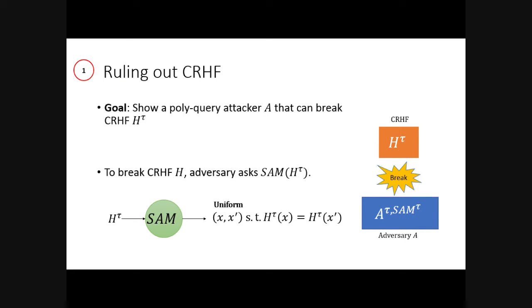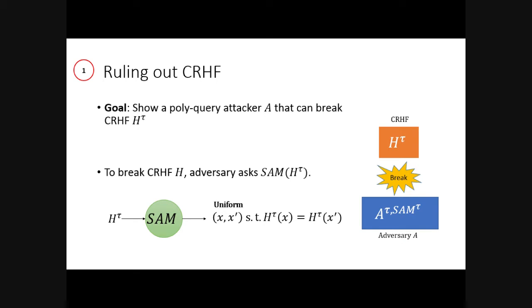And what does Sam do? Sam is an oracle that takes an output-compressing circuit and outputs a pair of colliding inputs, where each input is uniformly distributed. This immediately gives us a way to break the hash function. So that's an easy way.